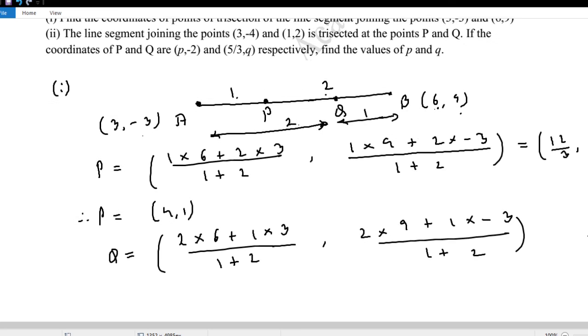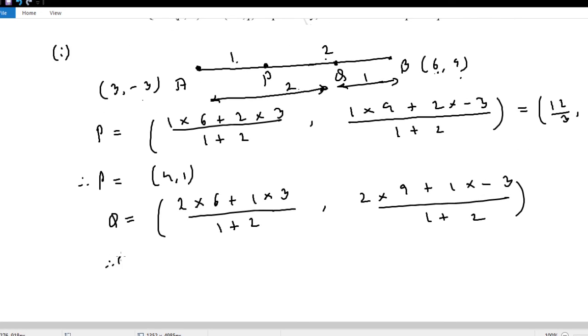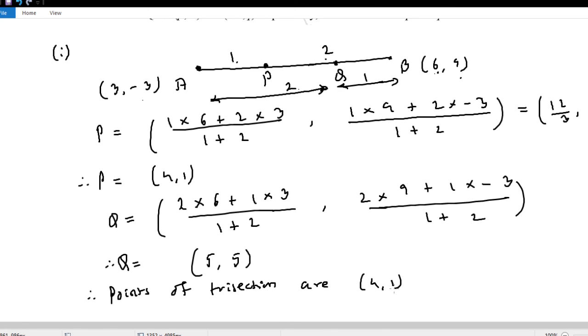Let us evaluate it. So we can get Q equal to 12 plus 3, 15 upon 3 is 5. And 18 minus 3 is 15 upon 3, again 5. So the points of trisection are (4, 1) and (5, 5).